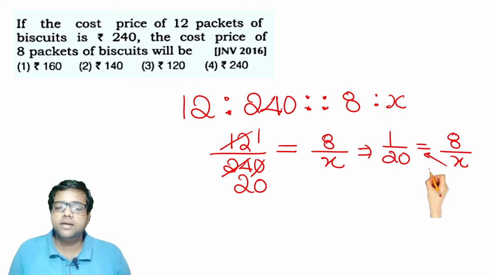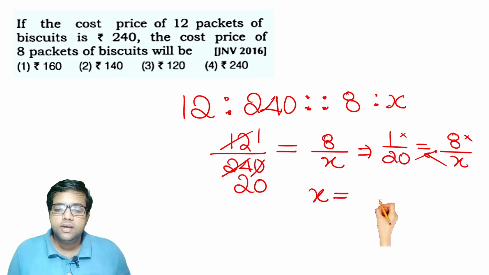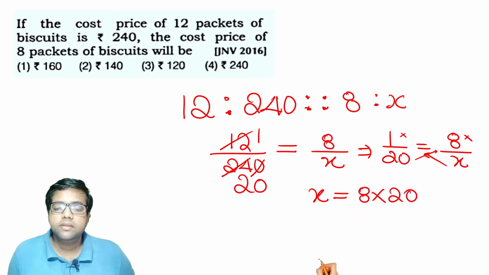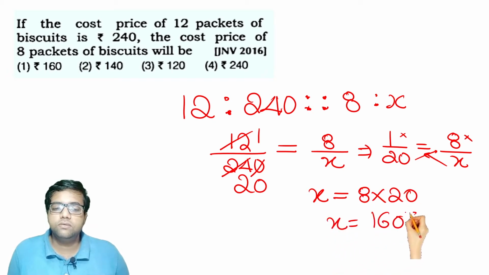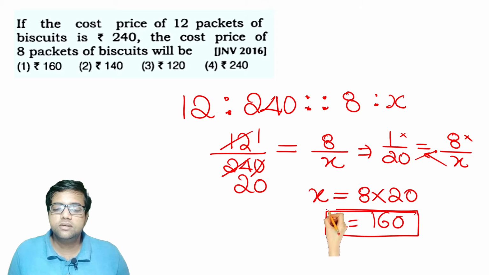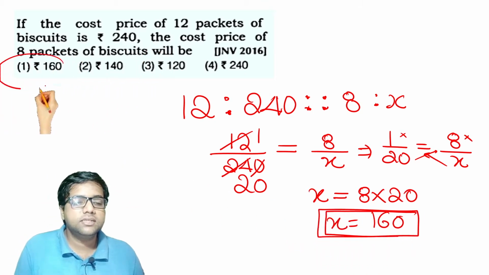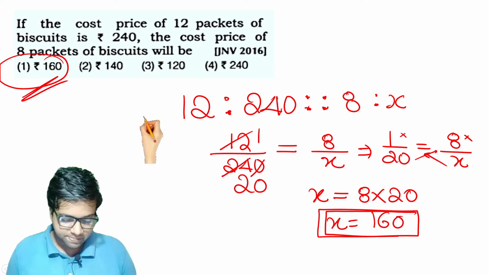So cross multiply x to the 1 and cross multiply 20 to 8, right? We will get x is equal to 8 into 20, so x is equal to 160 rupees. So it will be equal to 160 rupees. Option 1 is the right answer.